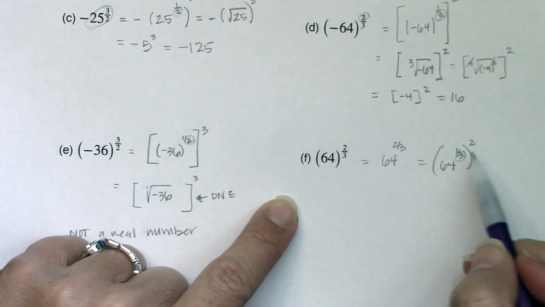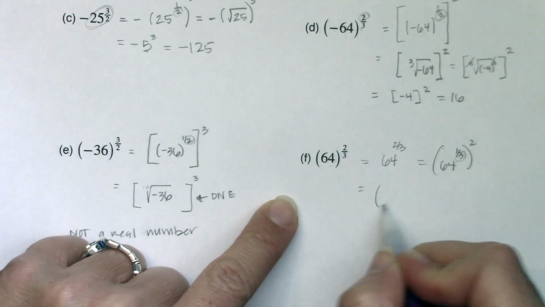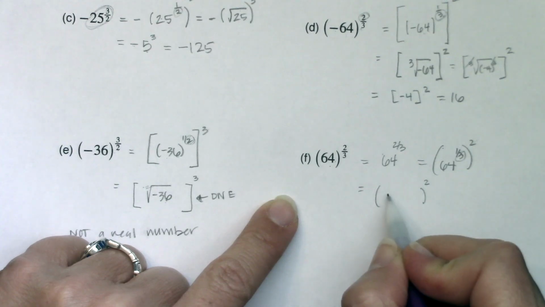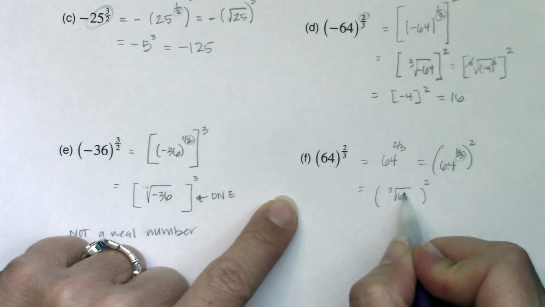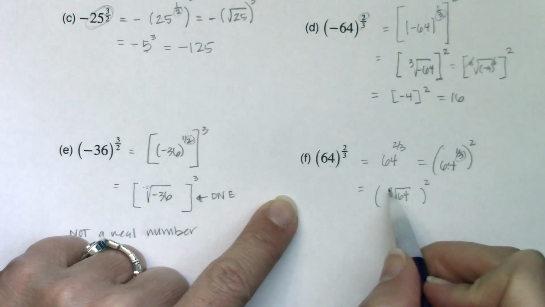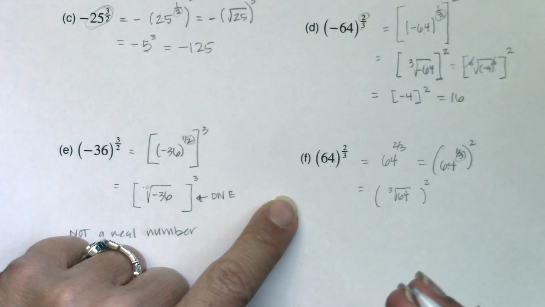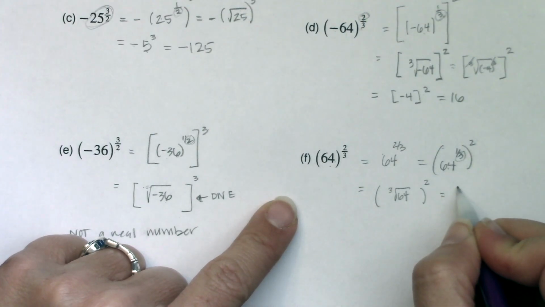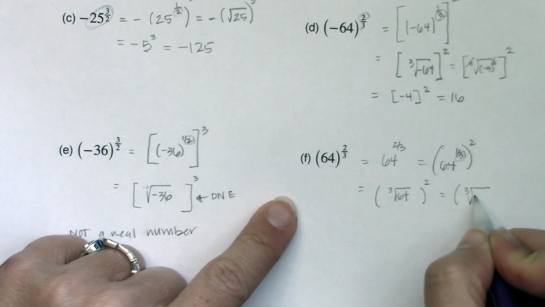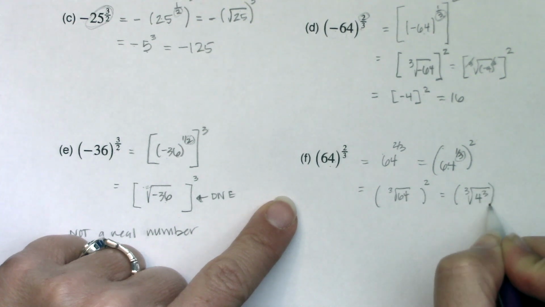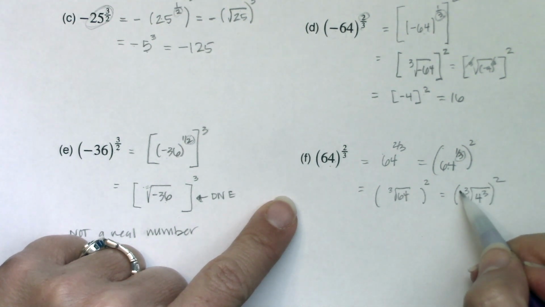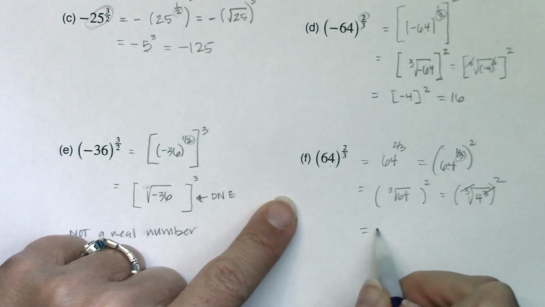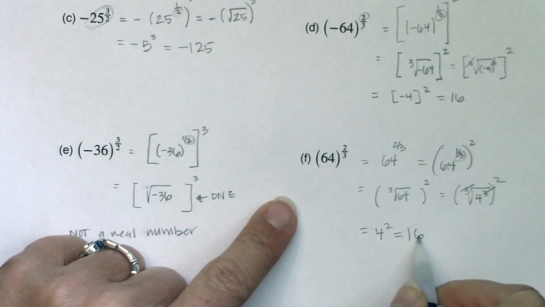3 becomes my index. So this is going to be, and let me leave this as something squared, 64 to the 1/3. That is the cube root of 64. And maybe at this point you have the cube root of 64 in your memory, or maybe you don't. But if I rewrite this, the cube root of 4 cubed, and then I've got a square. So that cancels, leaving me with 4 squared, which is 16.